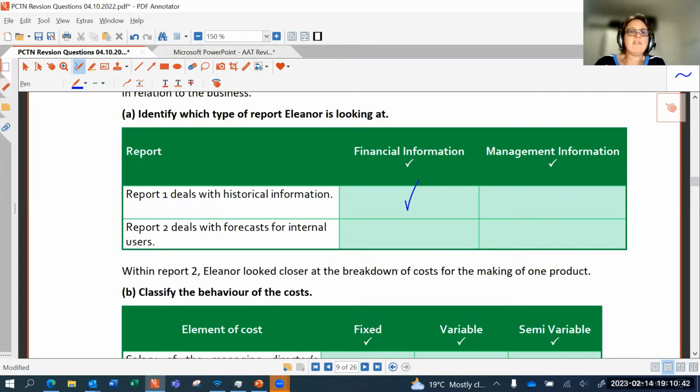The management accountant is the one in the front seat, in charge of the steering wheel, telling us where we're going, avoiding the potholes, making sure that we don't get rammed off the road by competitors, making sure that we reach our destination. So management information is very much about looking forwards, which is why this report would deal with forecasts. Forecasts are going to be predictions, expectations of what we're going to be doing over the next period, and often used for internal use.